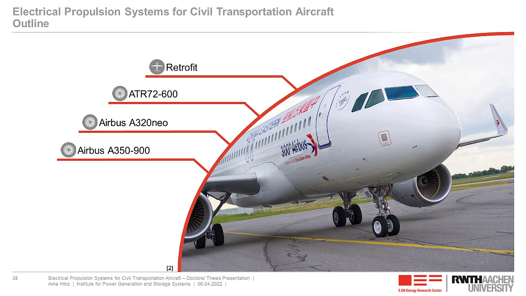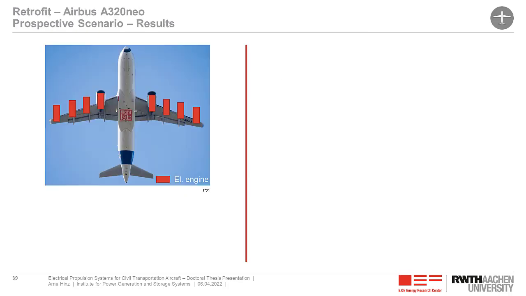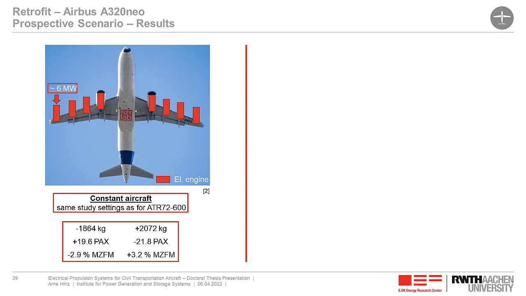Let's have a look at what we found out for the Airbus A320neo. This is the configuration we applied. We replaced one LEAP-1A turbofan engine with 4 electrical engines, with each engine providing about 6 megawatts of propulsion power. We again assume a constant aircraft. On aircraft level, we will, in the best case, reduce the weight by 1.9 tons, and in the worst case, we will add 2.1 tons to the aircraft.